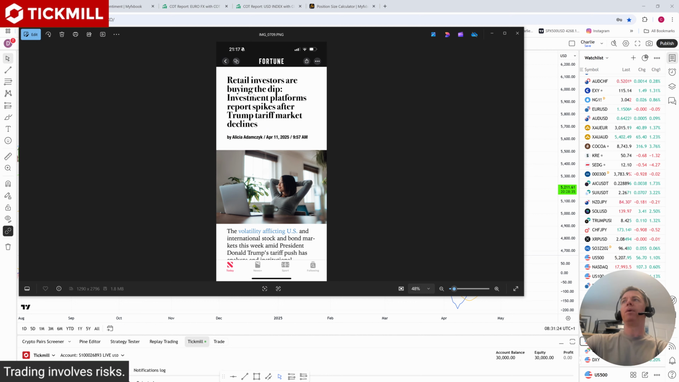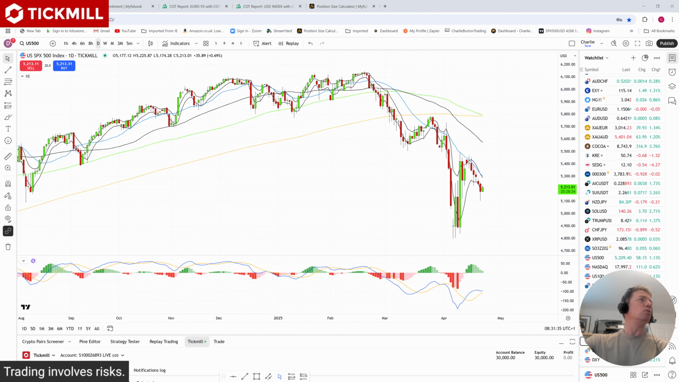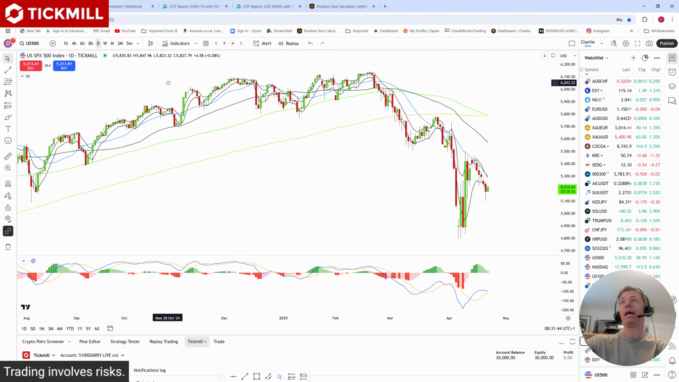Retail investors were buying the dip right into those big spike lows. Investment platforms were reporting a big spike after the tariff announcements came in. I think it was something like a 200 million increase on one of the platforms into the SPY ETF. So that doesn't suggest to me that there's fear in the markets. People have learned, buy the dips, and that is true.